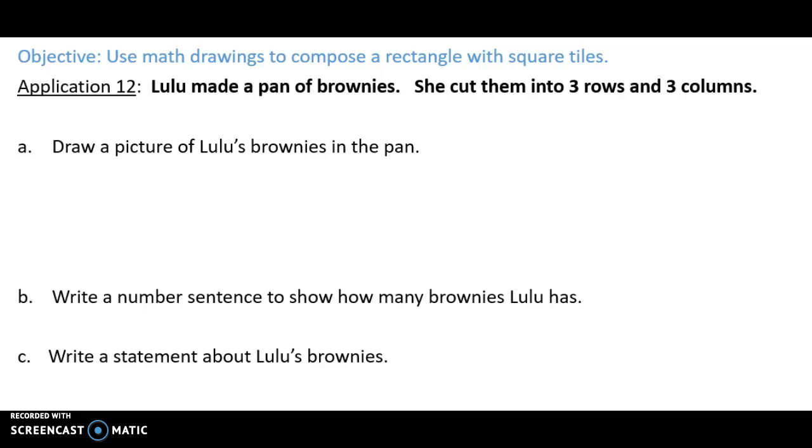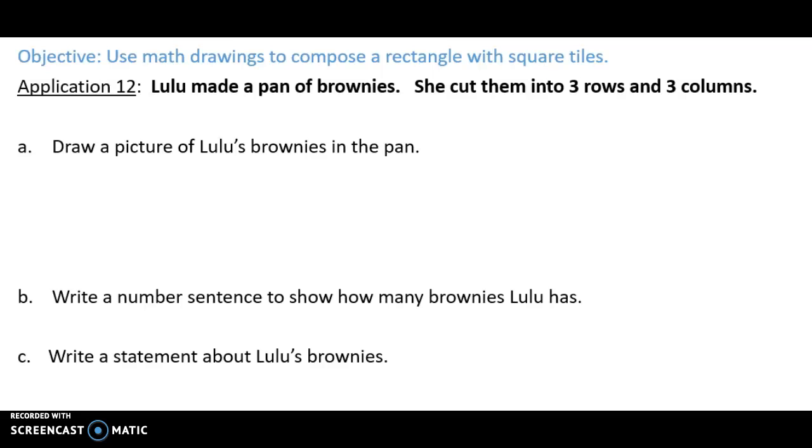Today our lesson focus is to use math drawings to compose a rectangle with square tiles. The application reads, Lulu made a pan of brownies. She cut them into 3 rows and 3 columns. Letter A, draw a picture of Lulu's brownies in the pan. Letter B, write a number sentence to show how many brownies Lulu has. And finally, letter C, write a statement about Lulu's brownies.